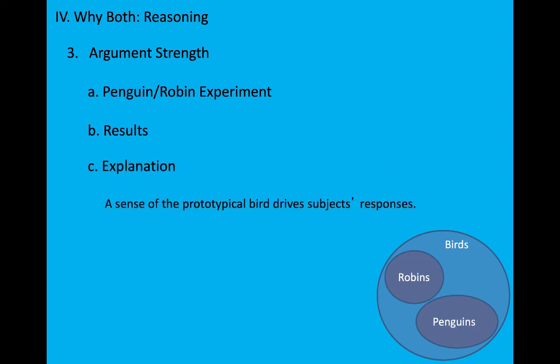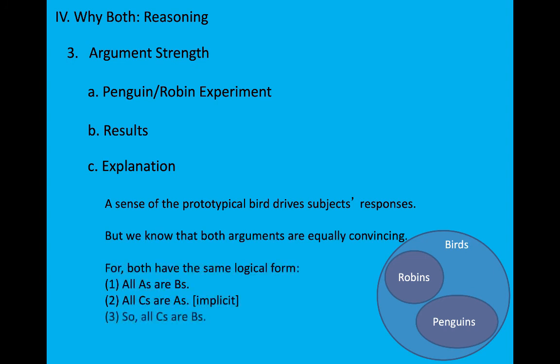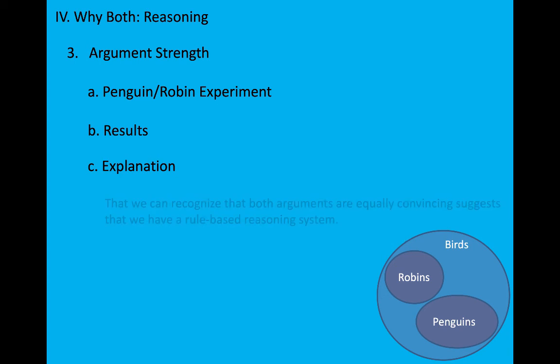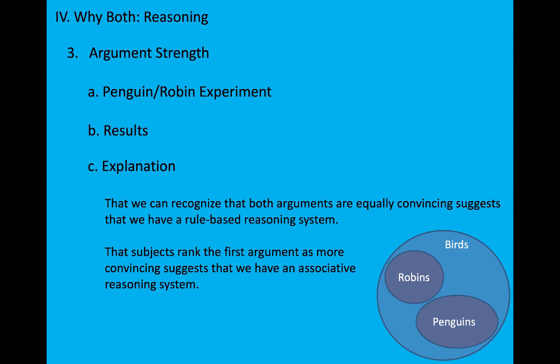So this is just going through what I just said, a sense of the prototypical drives subjects' responses, but we know that both arguments are equally convincing because they have the same logical form and both have all true premises. And again, even subjects who agree that they have the same logical form and that both have all true premises rate the robin argument as more convincing than the penguin argument. Okay. So the fact that we can recognize that both arguments are equally convincing suggests that we have a rule-based system, but the fact that we initially rank the robin argument as more convincing than the penguin argument suggests that we have an associative system along the lines of System 1 and that it pushes us around when we're using System 2.